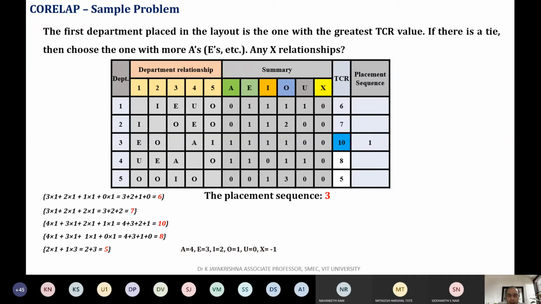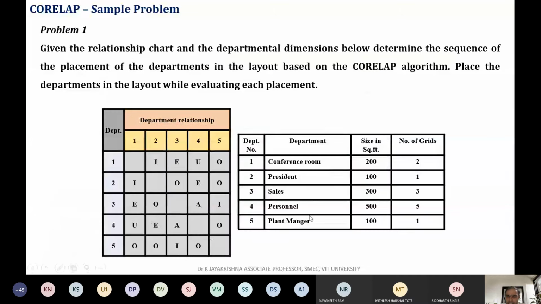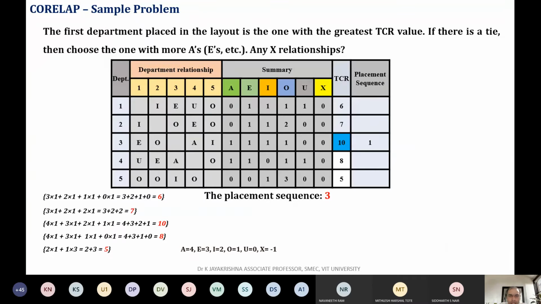Now we will start actually placing the departments. Okay, for doing that, you should understand the number of grids. Just moving back, the number of grids is how much? 2 plus 1, 3, 3 plus 3, 6, 6 plus 5, 11, 11 plus 1, 12. This is going to be a 12 grid.